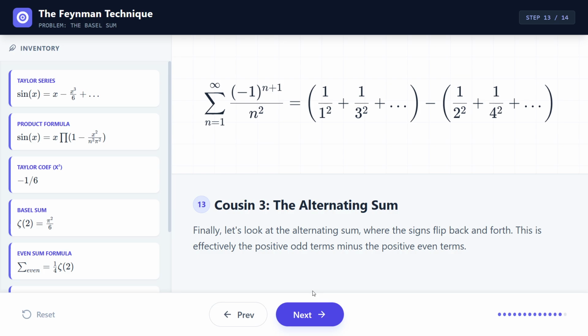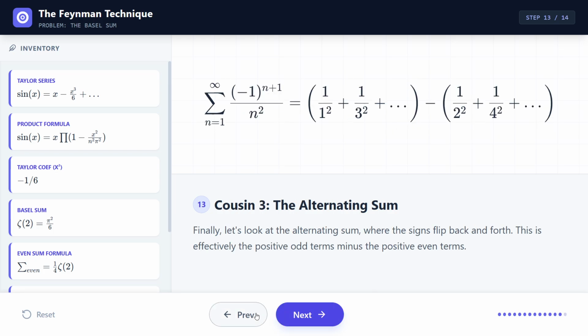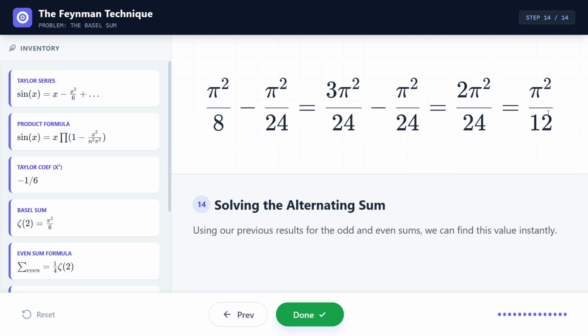So now that we know the sum of the odds and the evens, let's take a look at the sum of the alternating squares. All right, well, that's going to be equal to the sum of the odds minus the sum of the evens, right? Okay, well, we know the sum of the odds and we know the sum of the evens. Therefore, the entire sum is pi squared over 12. So again, the sum of the alternating reciprocals of the squares goes to pi squared over 12.